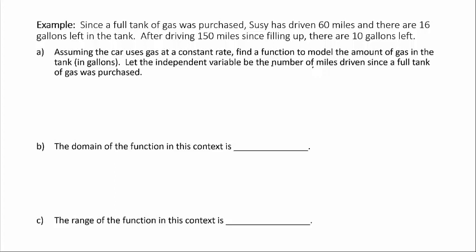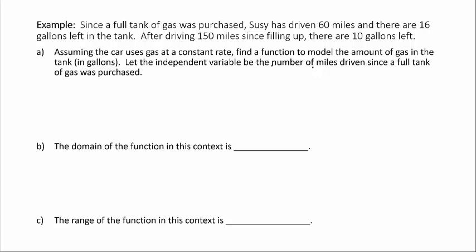So this is the scenario. Since a full tank of gas was purchased, Susie has driven 60 miles and there are 16 gallons left in the tank. After driving 150 miles since filling up, there are 10 gallons left. Assuming the car uses gas at a constant rate, find a function to model the amount of gas in the tank in gallons. Let the independent variable be the number of miles driven since the full tank of gas was purchased. Okay, so it tells us what the input variable is going to be.